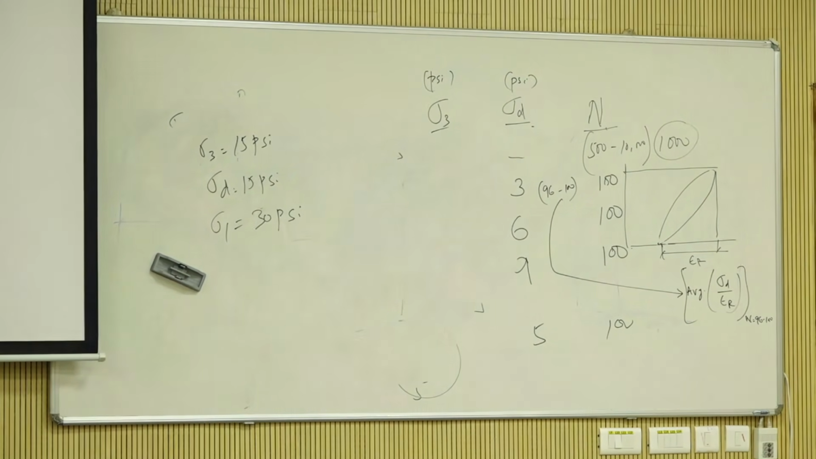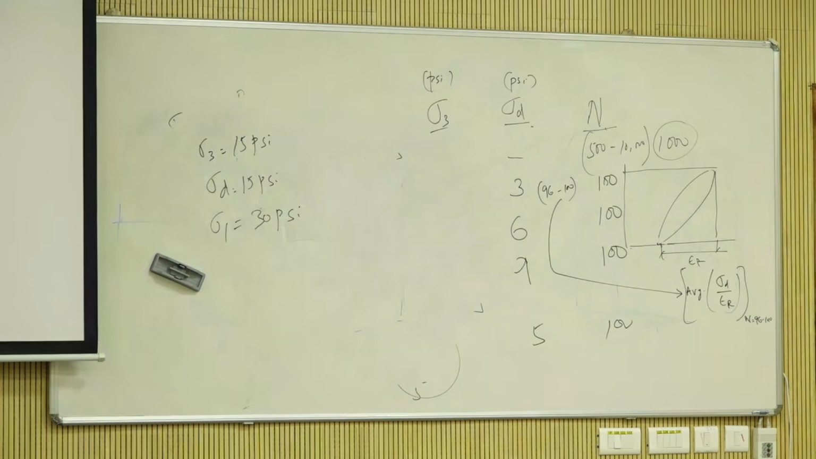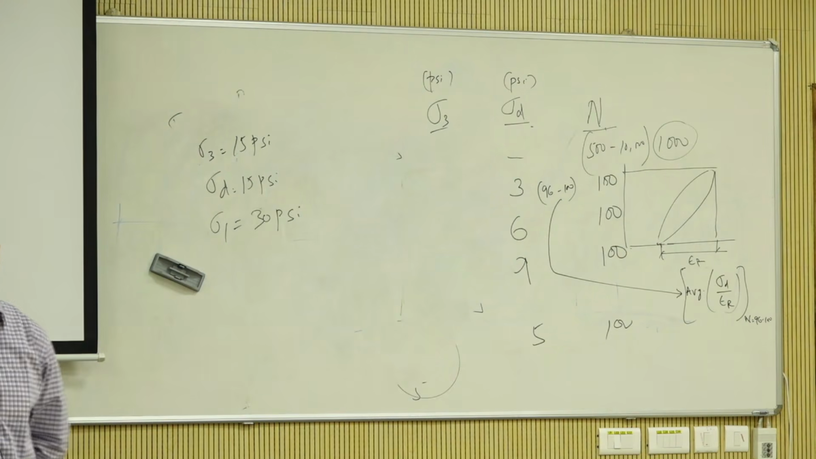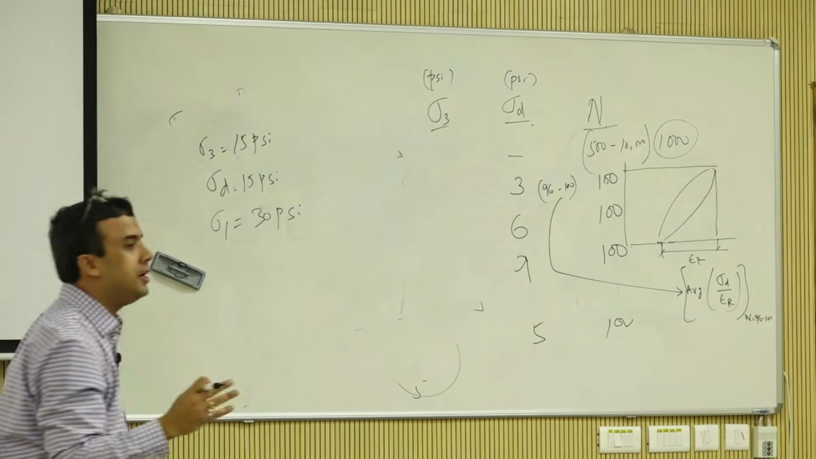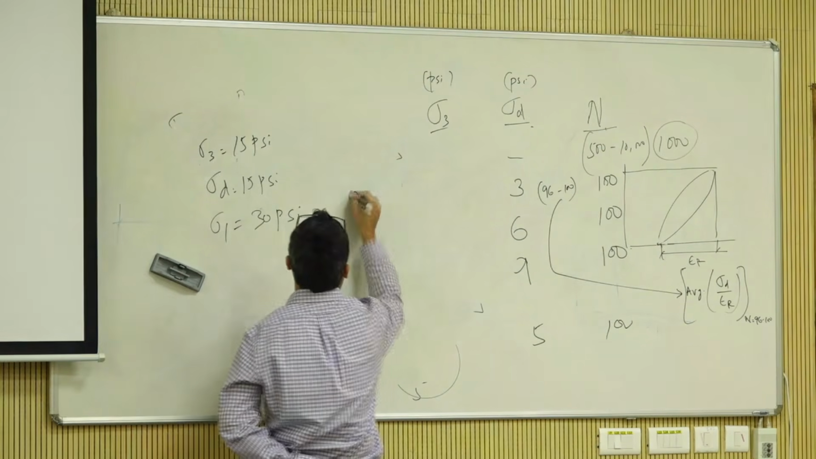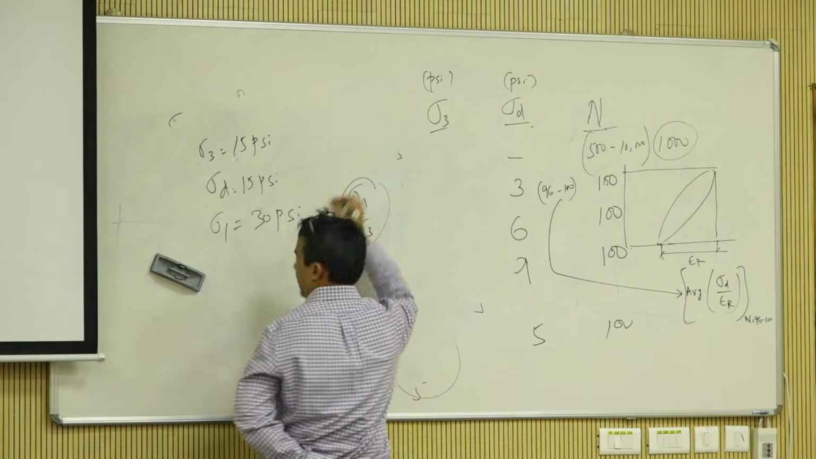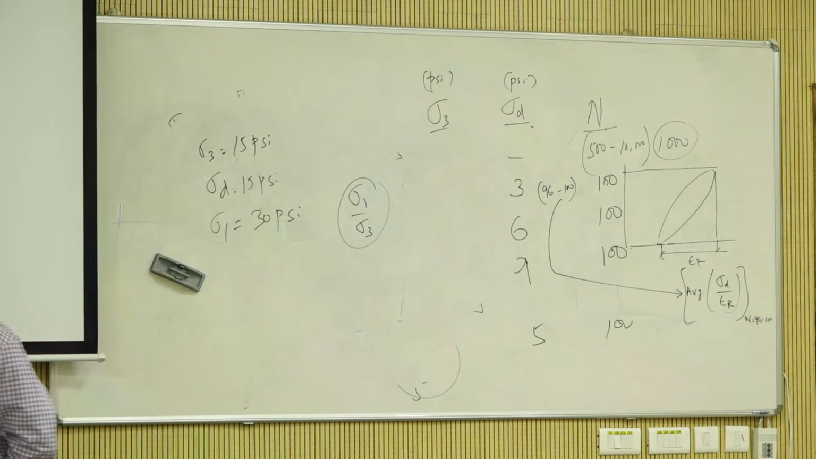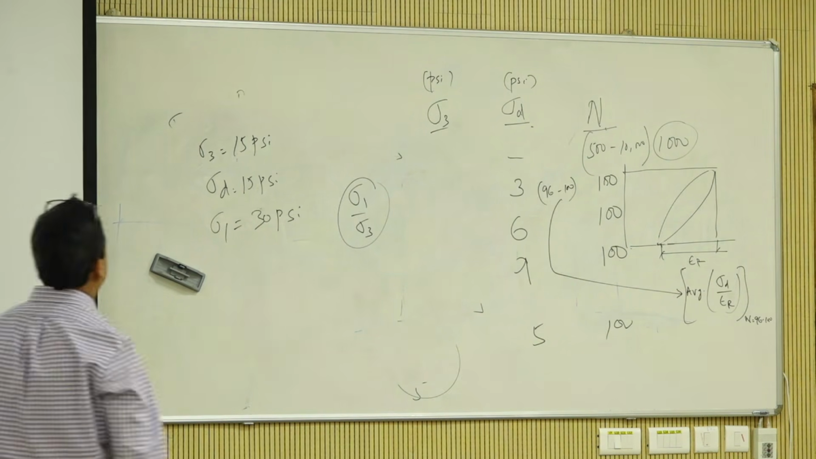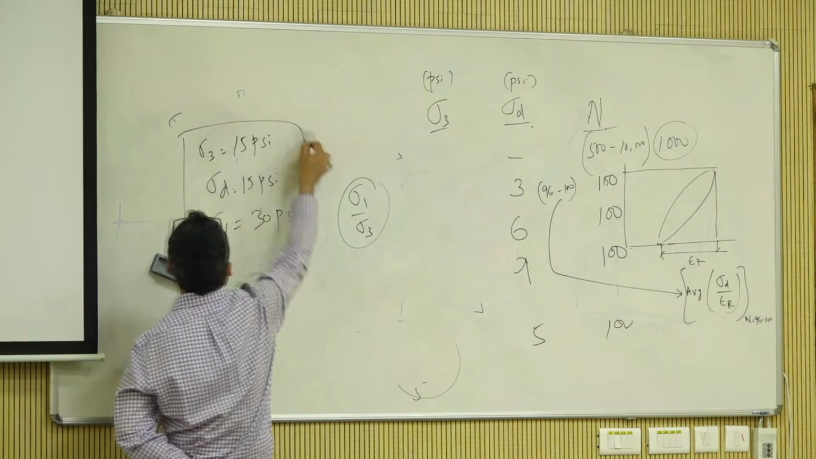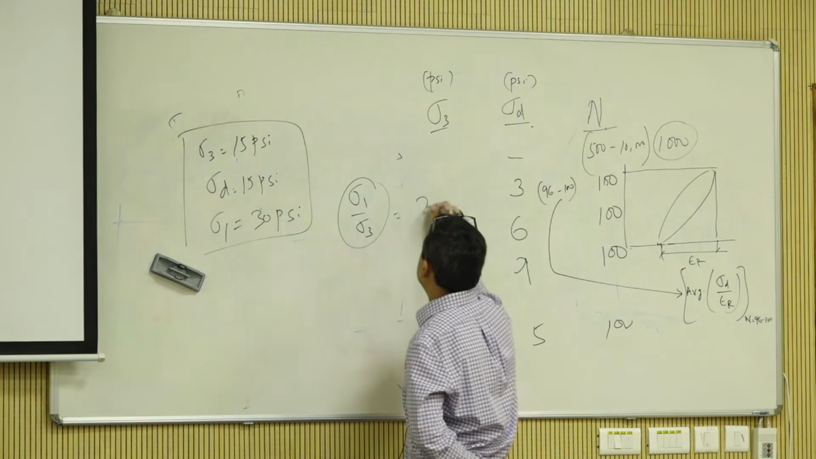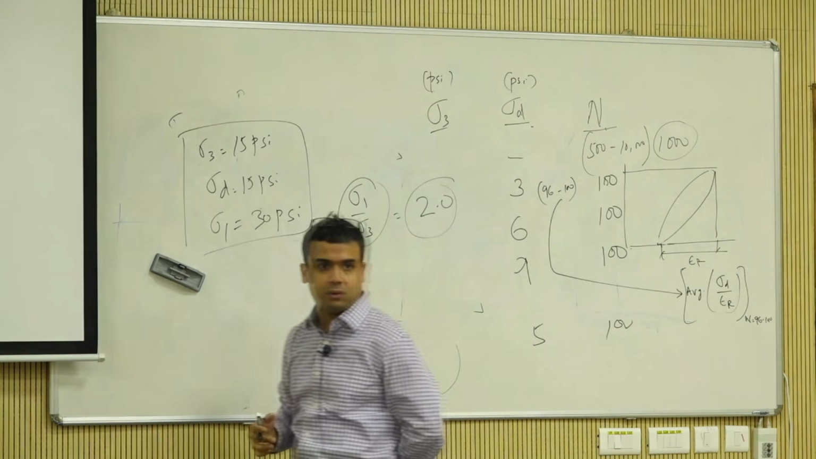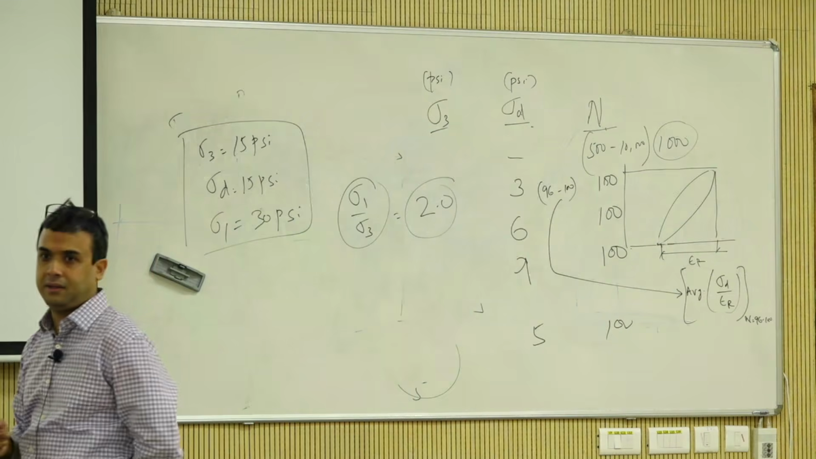So let's define a very crude term. It's called the torture index. Okay, how much are you torturing the sample? The torture index is defined by sigma 1 over sigma 3. How much confining you are applying versus how large a vertical stress you are applying. So in the traditional conditioning it is 2, right? 30 divided by 15. Yes?